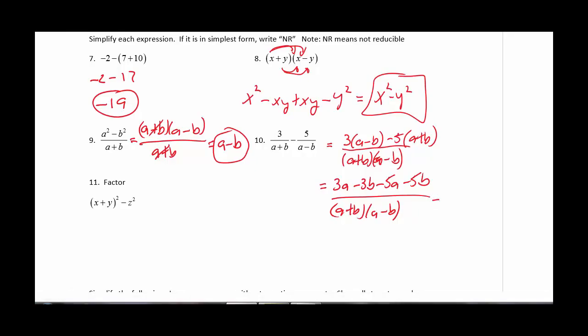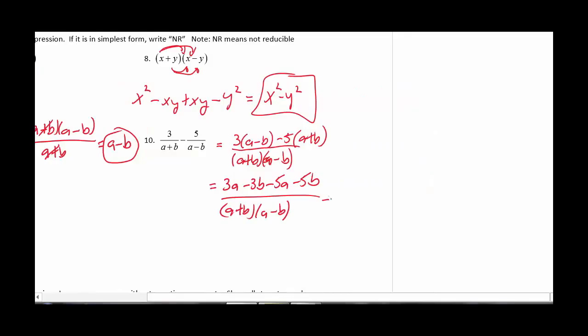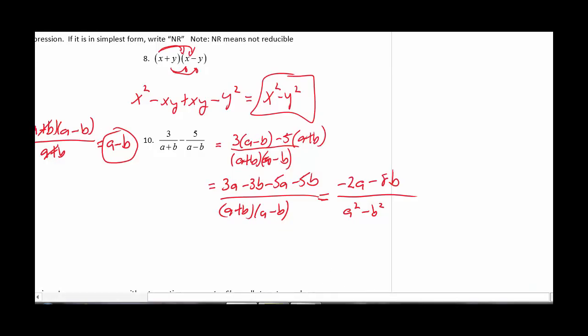Okay, so let's keep simplifying here. Up top, what do we got? Negative 2a minus 8b, and that a plus b, a minus b, that's our difference of two squares. So I can multiply that together. And at that point, there's not too much I could do. So that's actually a fine answer.